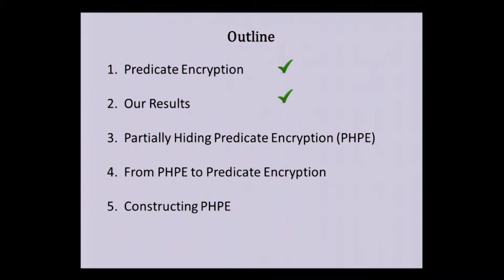OK. So now that I told you what predicate encryption is and told you our result, let me tell you how we're going to construct it. First, I'm going to define a new primitive, which we call partially hidden predicate encryption. And then I'm going to show you a transformation from partially hidden predicate encryption to predicate encryption. And I'm going to spend a little bit of time telling you how to construct partially hidden predicate encryption.